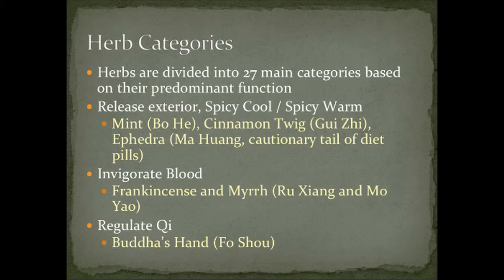Another one is cinnamon twig, which is gui zhi. Cinnamon twig is on the warm side, and so it's used for wind colds. It has other functions as well, like it warms and increases circulation, which is really important. It increases the flow of the heart, and its ability to pump blood throughout the body. So people who have pain due to cold, this is a great herb for them.